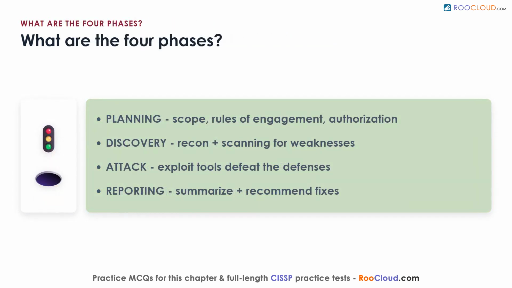First comes planning, where both sides agree on the scope and the rules of engagement, and the test is explicitly authorized. Then discovery, where testers gather information and scan for weaknesses, blending reconnaissance with automated tools. Next is the attack, where they use exploit tools to actually defeat the defenses, the step that separates a pen test from a mere scan. Finally, reporting, which summarizes what happened and recommends fixes. Plan, discover, attack, report, in a deliberate sequence.